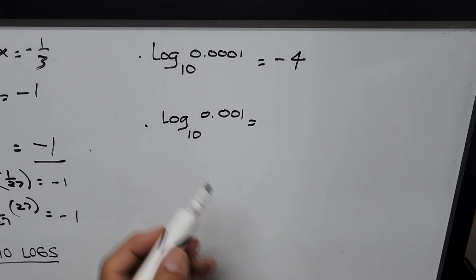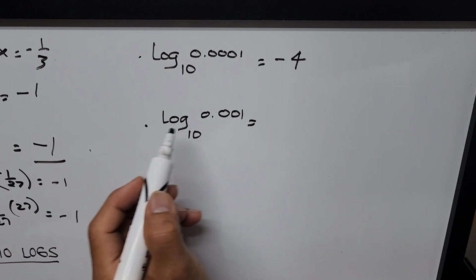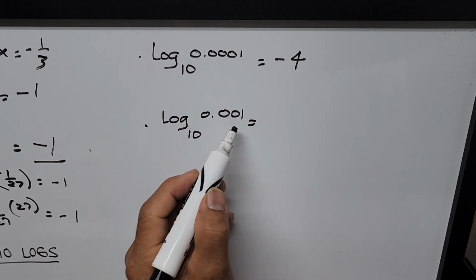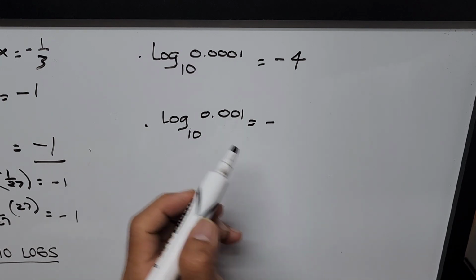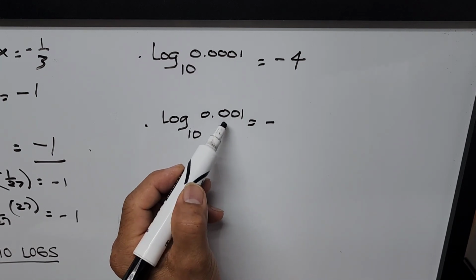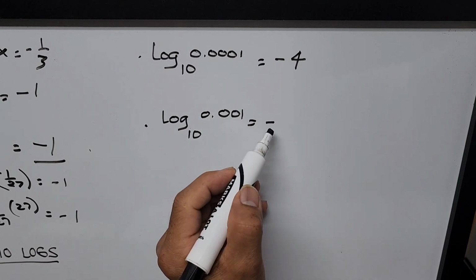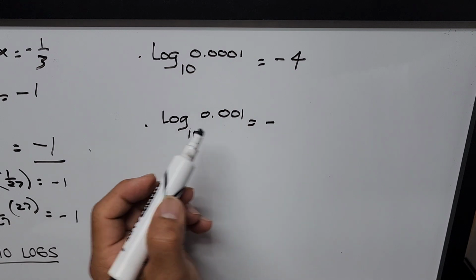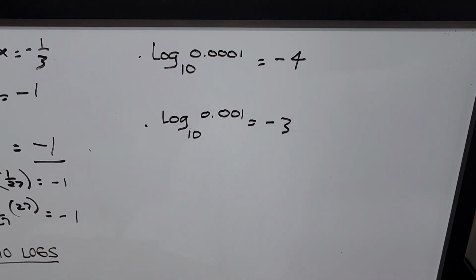Right? How about this? Log 0.001. The argument is less than the base, so the answer must be negative. The argument is a fraction, right? It's written in decimal form. So that's negative. And all we have to do is count the zeros. 1, 2, 3. So this is negative 3. Can we prove that? So let's do it over here.